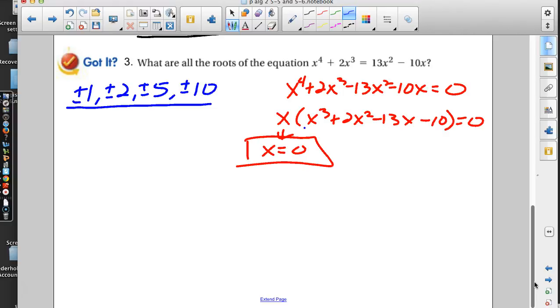And what number is in front of my x cubed there? 1. Luke? What if the 10x be positive? Oh, thank you. Thank you. Missed it. There we go.